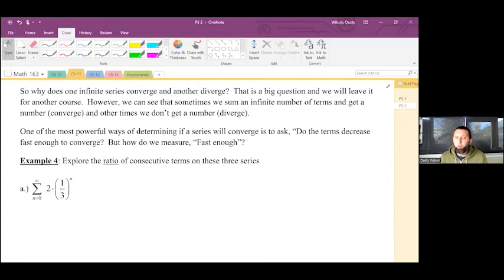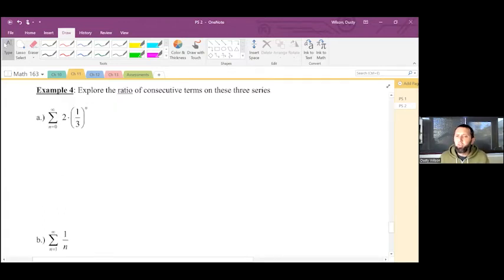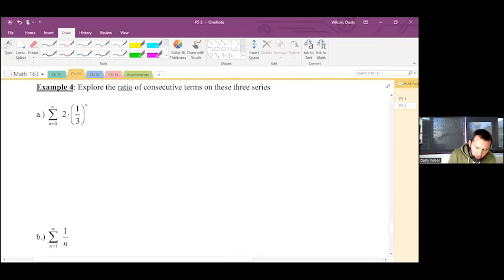So in example 4, we're going to explore the ratio of consecutive terms on these three series, the first of which is 2 times 1/3 to the n. You'll recall that this is a geometric series, and it converges. And we've already worked with this.